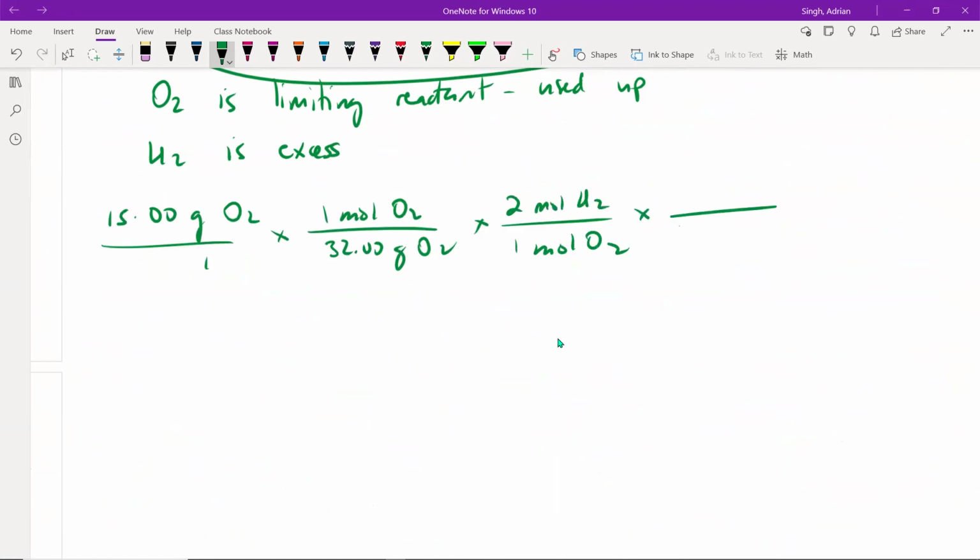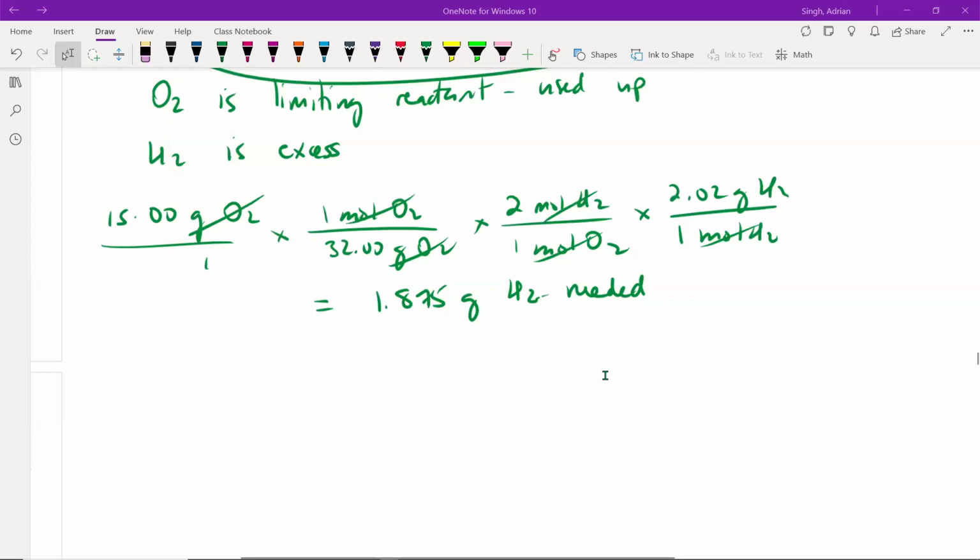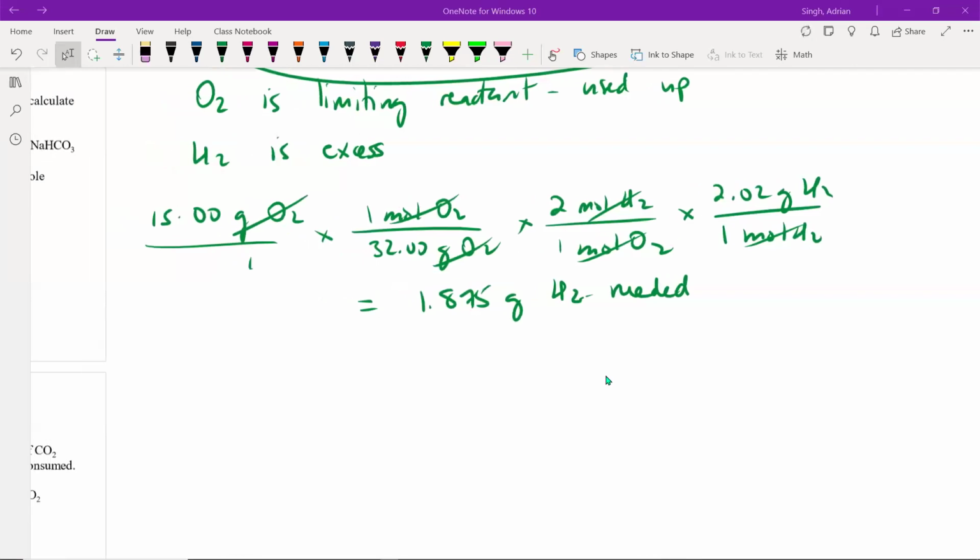We can convert that then to mass. So 1 mole of hydrogen is 2.02 grams of H2. Okay, so now we are relating the oxygen, the limiting reactant, to the one that is in excess. So if we evaluate this, we are going to see that we need 1.875 grams of H2. Okay, that's needed to react with all of the oxygen that we have.